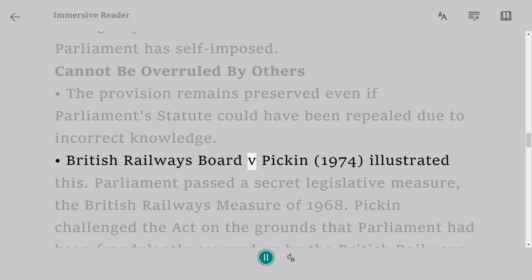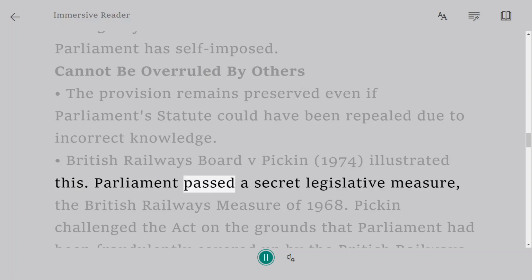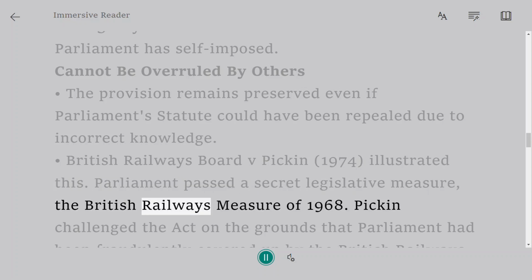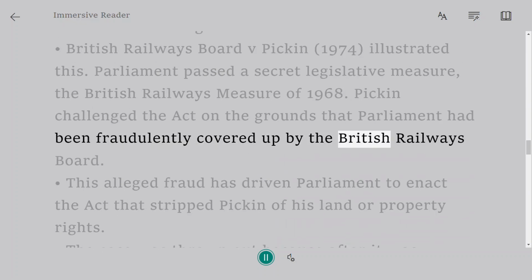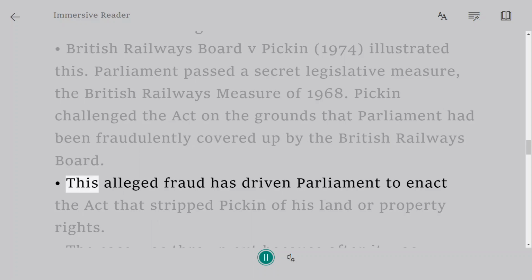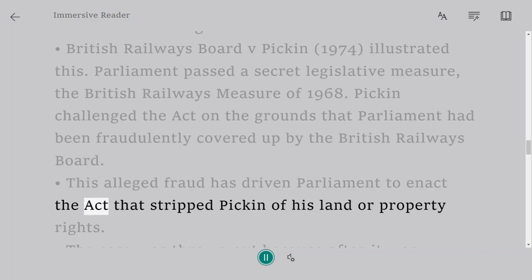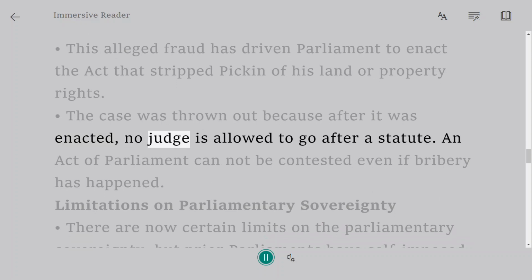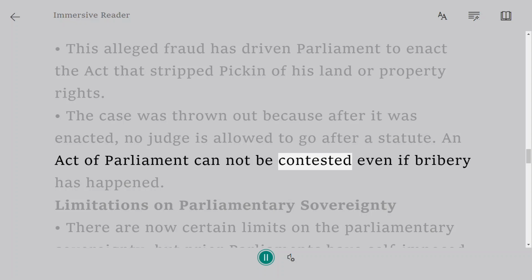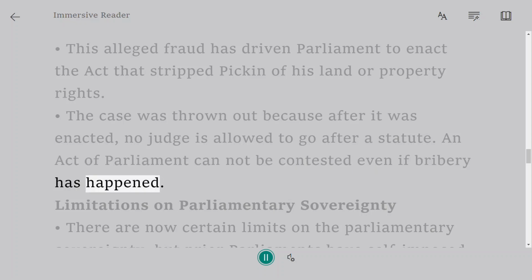British Railways Board v. Picken, 1974, illustrated this. Parliament passed a private legislative measure, the British Railways Act of 1968. Picken challenged the act on the grounds that Parliament had been fraudulently misled by the British Railways Board. This alleged fraud had driven Parliament to enact the act that stripped Picken of his land or property rights. The case was thrown out because after it was enacted, no judge is allowed to go after a statute. An act of Parliament cannot be contested even if bribery has happened.